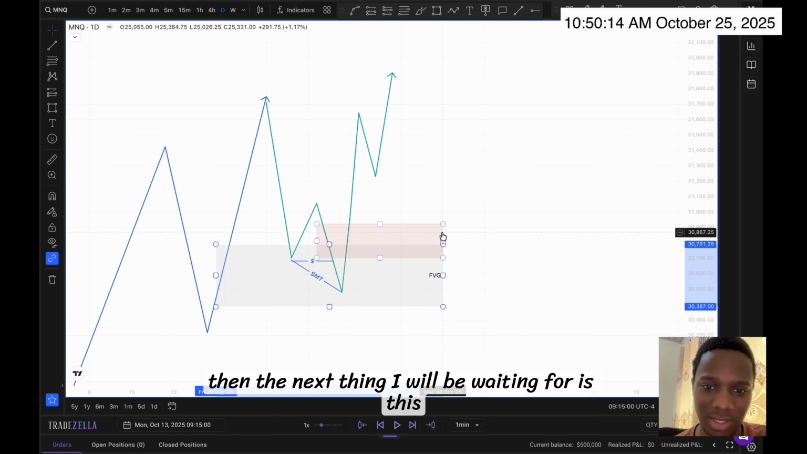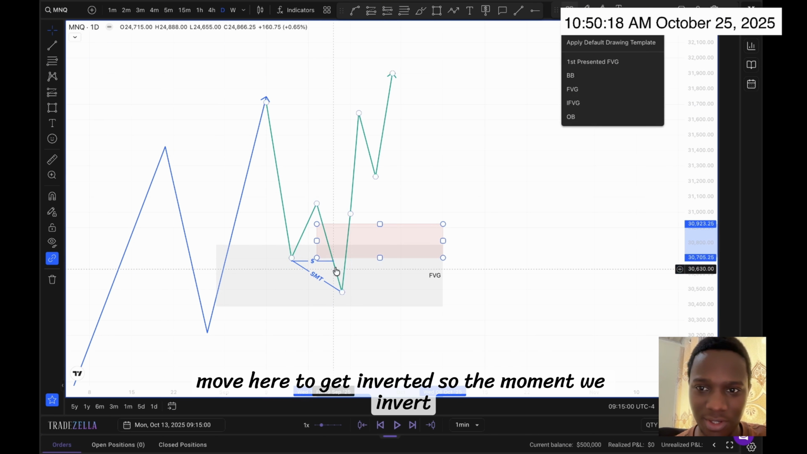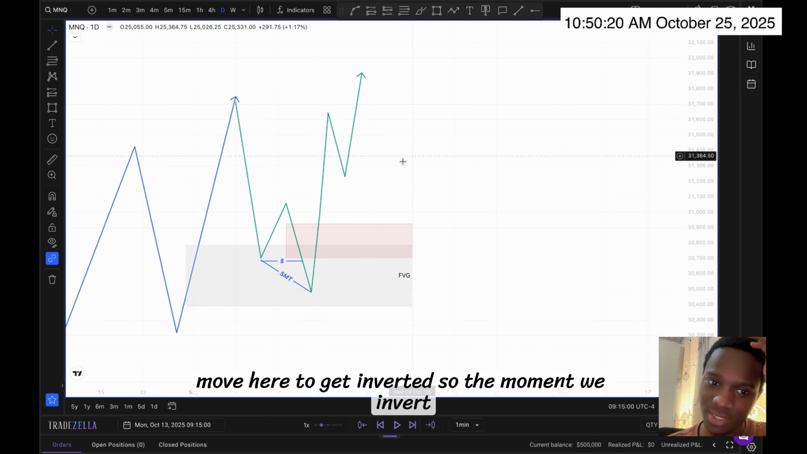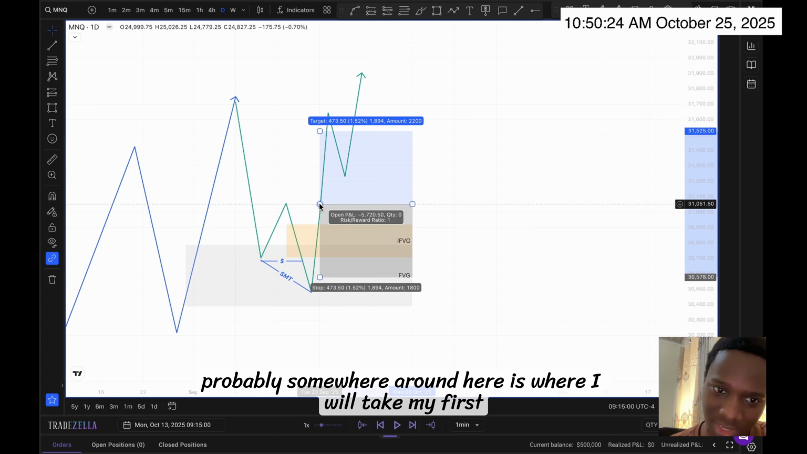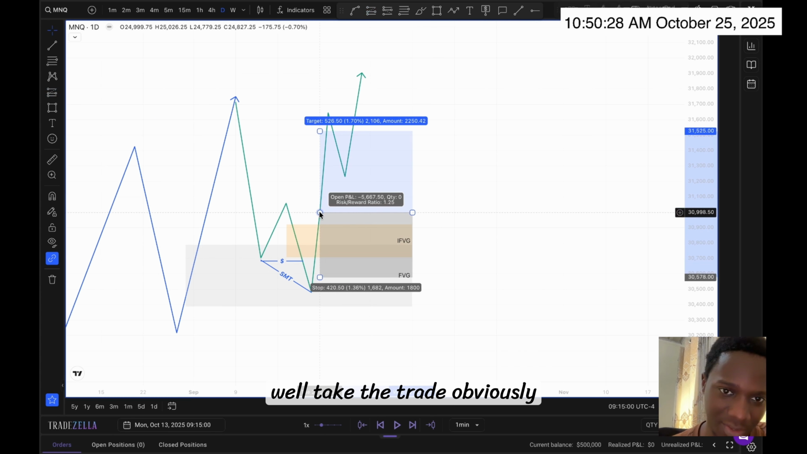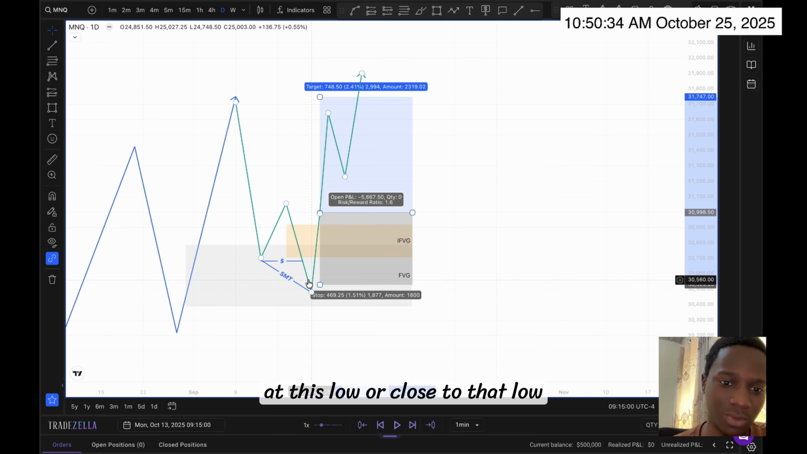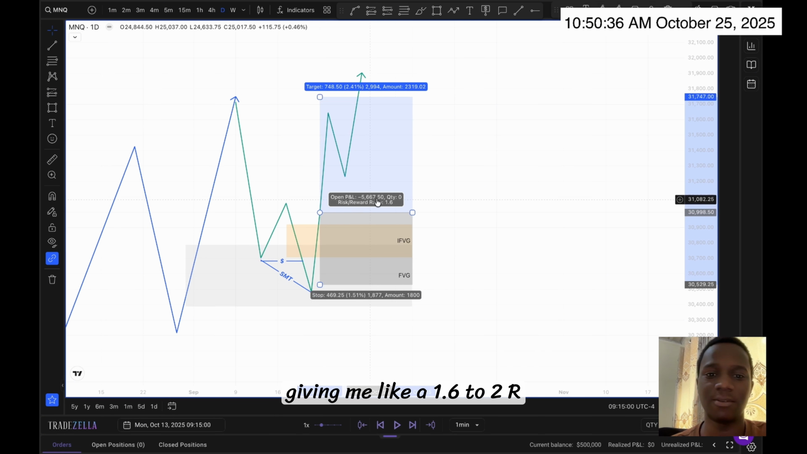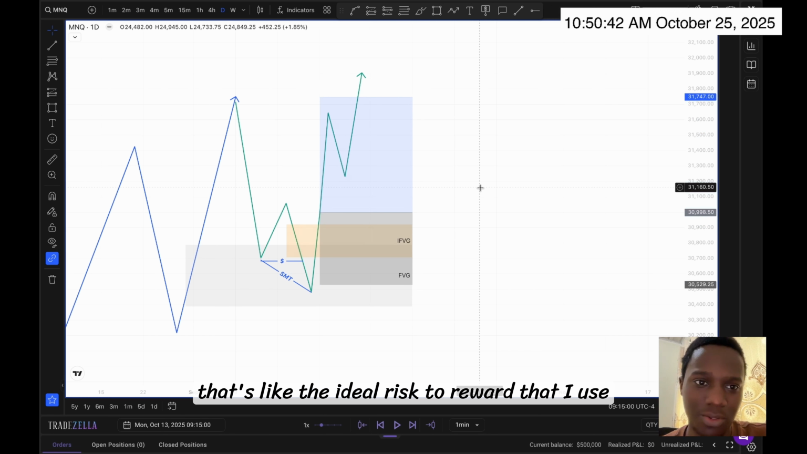Then the next thing I will be waiting for is this move here to get inverted. So the moment we invert at the candle close, probably somewhere around here is where I will take the trade, obviously. Then target somewhere around here with my stop at this low or close to that low, giving me like a 1.6 to 2R. That's like the ideal risk to reward that I use.